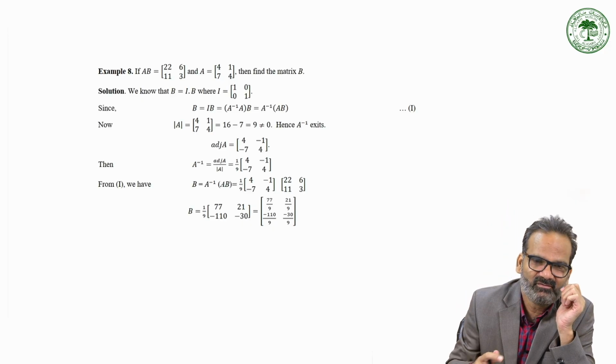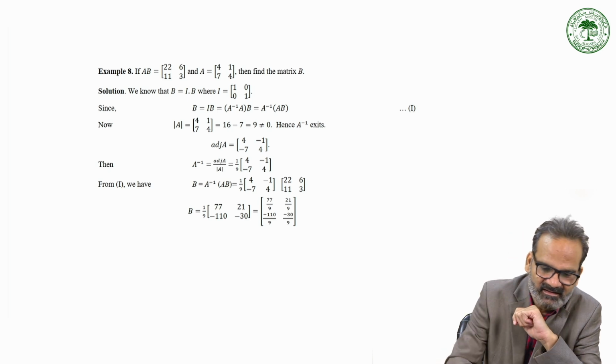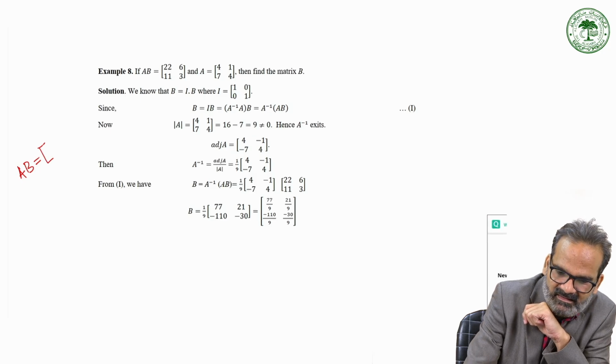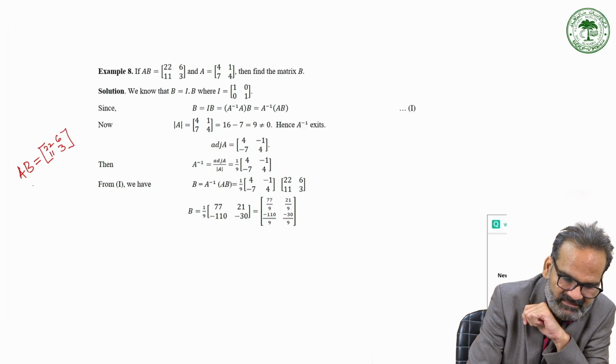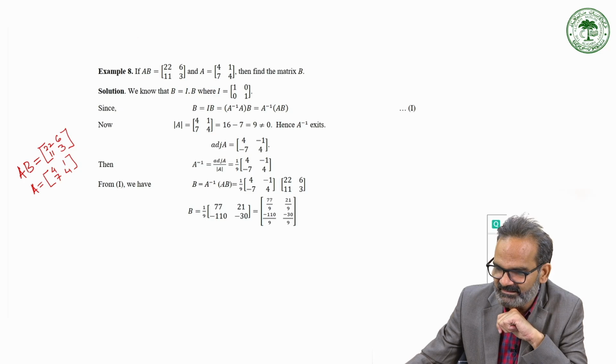Oh, good. What is given here? It's a very interesting exercise. We have given the product of two matrices AB. The product is given as 22, 11, 6 and 3, right? And the matrix A is given as 4, 7, 1 and 4, right? Then find the matrix B. This is what we want to calculate.